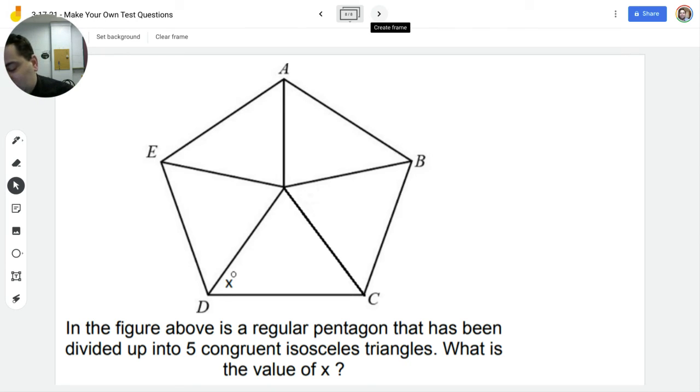So there's a couple things that we need to know about this situation. So a regular pentagon means that all the sides and all the angles are equal in a regular pentagon. And specifically, I'm looking at this situation here, right? We have these inside angles. So if I know that they're all equal, I can figure out what one of them measures.